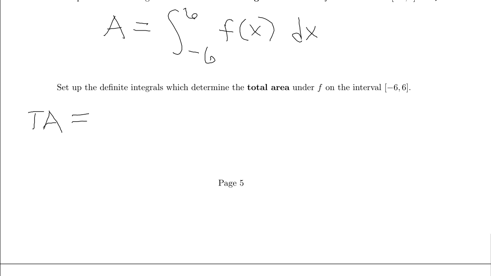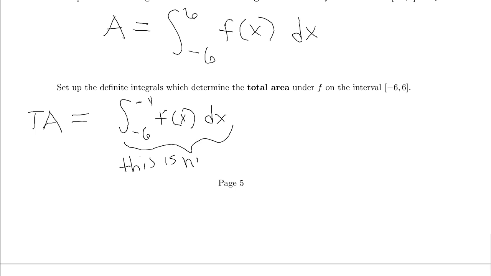is equal to, so I'm going to have the integral from negative 6 to negative 4 of my function. And so that is negative area. I know that this is negative area because that's where my function is below the x-axis. So if I put a negative 1 multiplied out in front of my integral, it's going to turn it into a positive area. So this will make it positive.